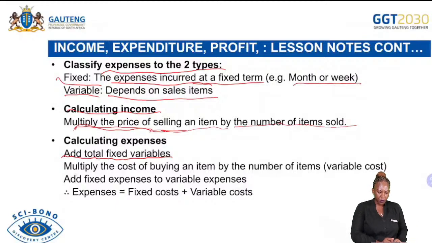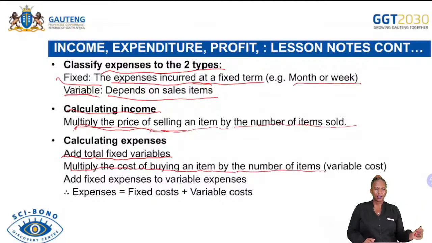And then now we multiply the cost of buying an item by the number of items. If they're selling the bread for 5 rand, it is the cost of buying that item multiplied by the number of loaves. 1 loaf is 5 rand. If I buy 10, it will be 5 times 10. If I buy 20, it will be 5 times 20, and so on. So now, because it is a variable cost, then we spend money.